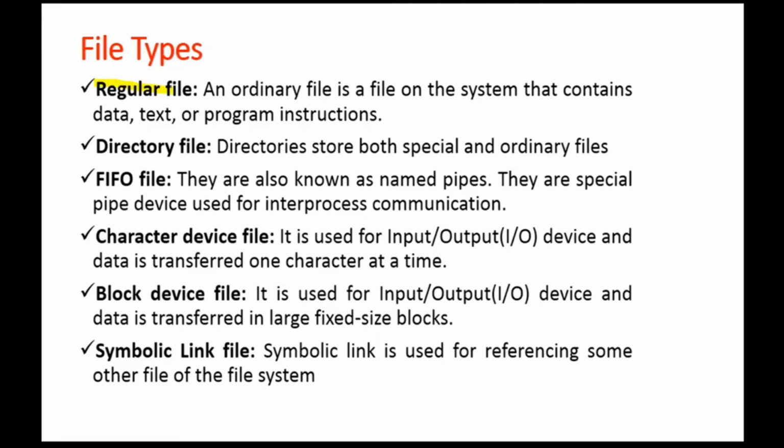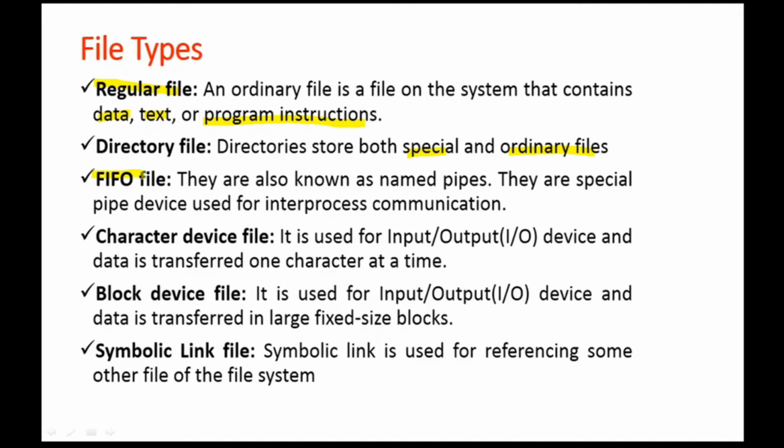First is the regular files. An ordinary file is a file on the system which will contain data, text or program instructions. Second is the directory file. Directories are going to store both special and ordinary files. Directory files are nothing but files which are going to contain other files or other directories.